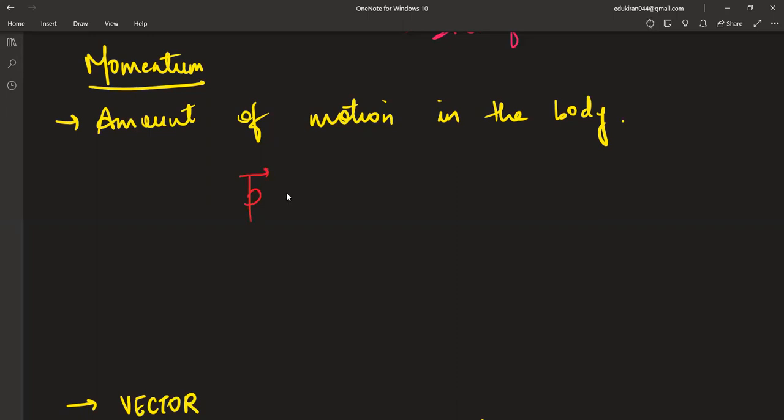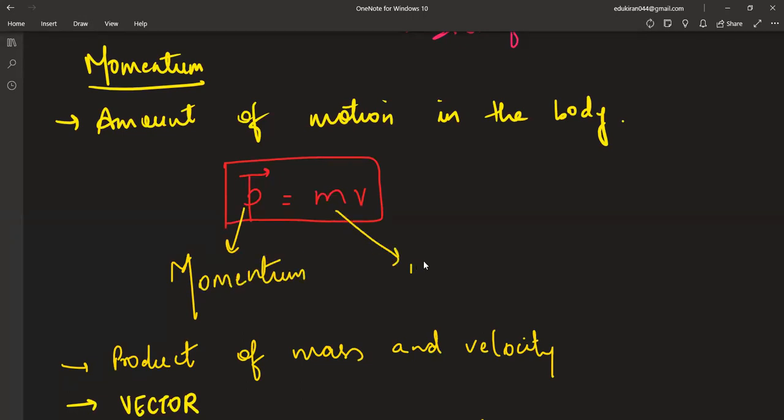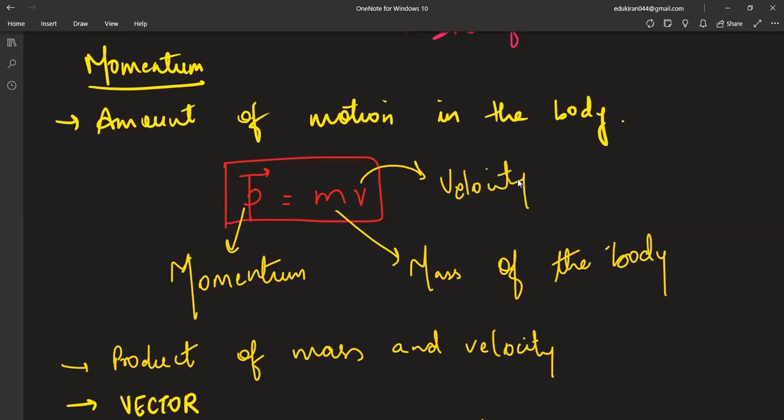Now see, momentum is denoted by the symbol P, and it's the product of mass and velocity. One more definition of momentum is that it's the product of mass and velocity. This is also how you define it: amount of motion in the body, product of mass and velocity. So what is P? P is the momentum, M is the mass of the body, V is the velocity of the body.